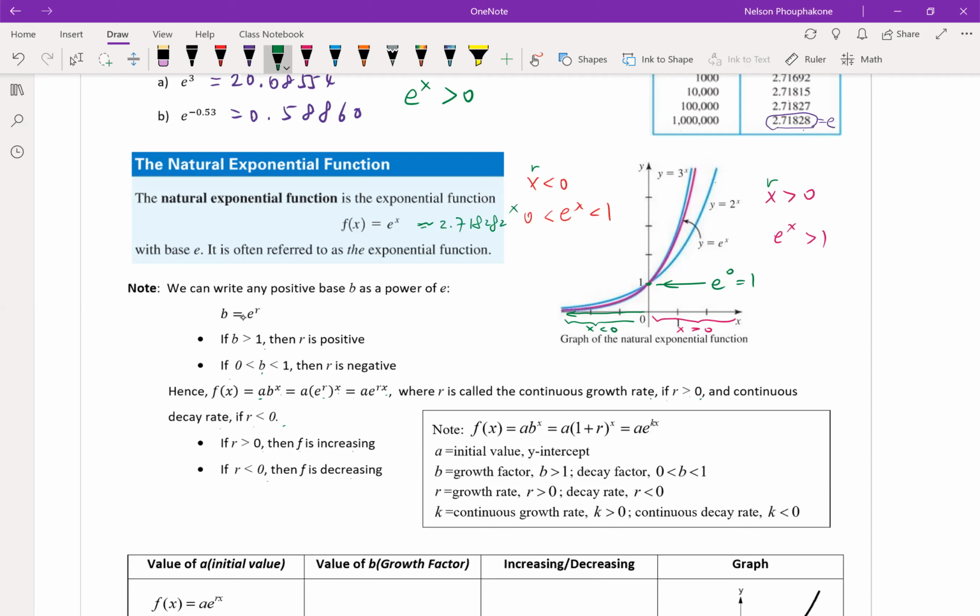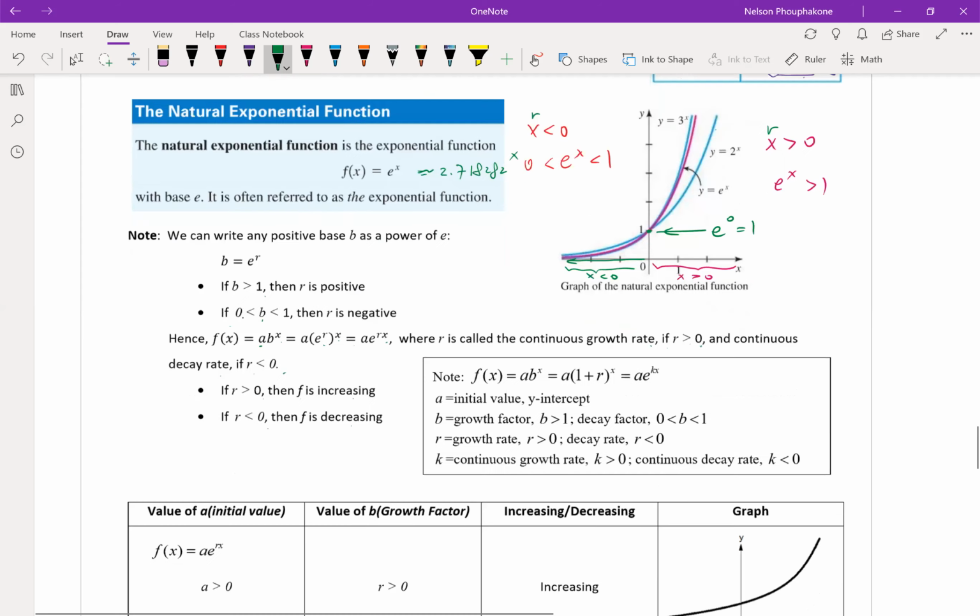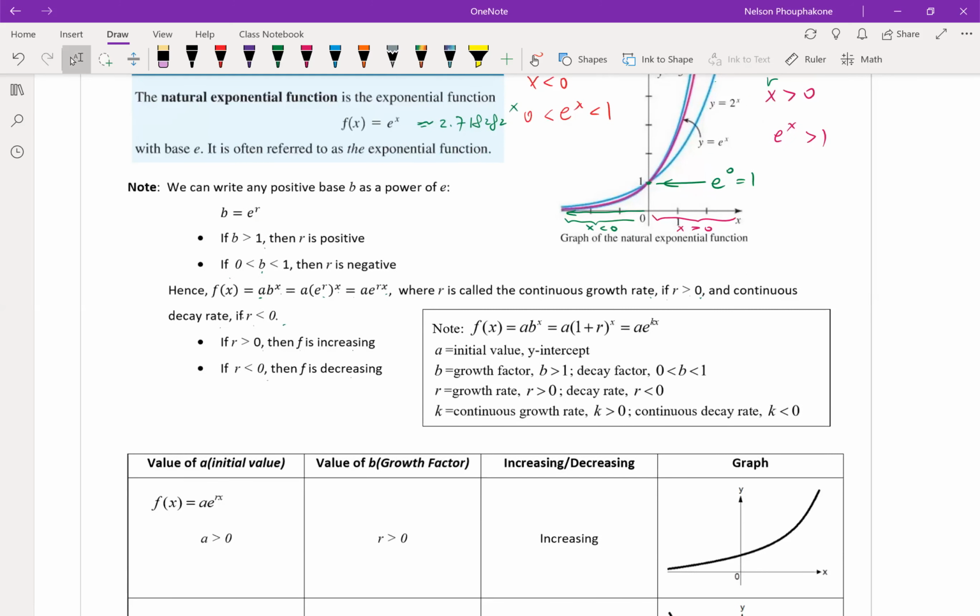Okay, so now let us work with the vocabulary here. If I have f of x equal to a times b to the x equal to a times (1 + r) to the x and equal to a times e to the kt. Now, in this case, I changed the r to k, so I don't mess up by having two of the same r right here.